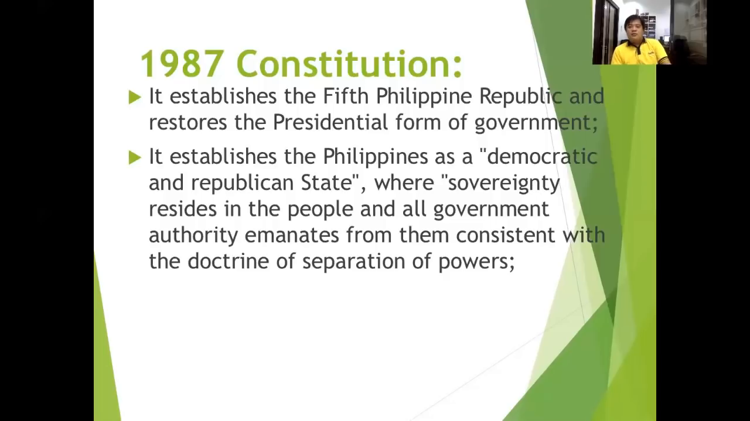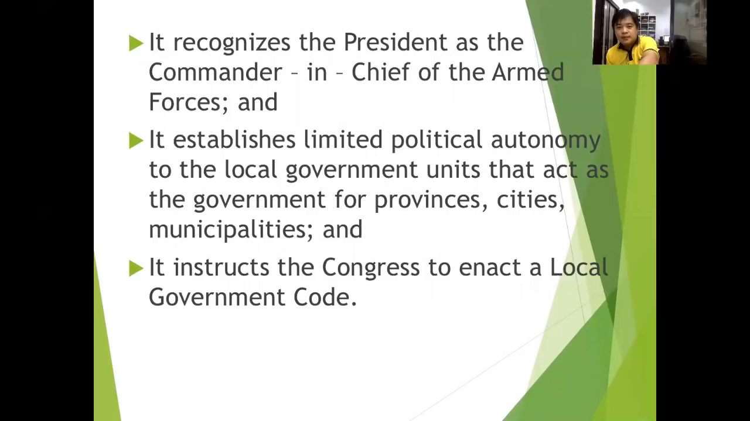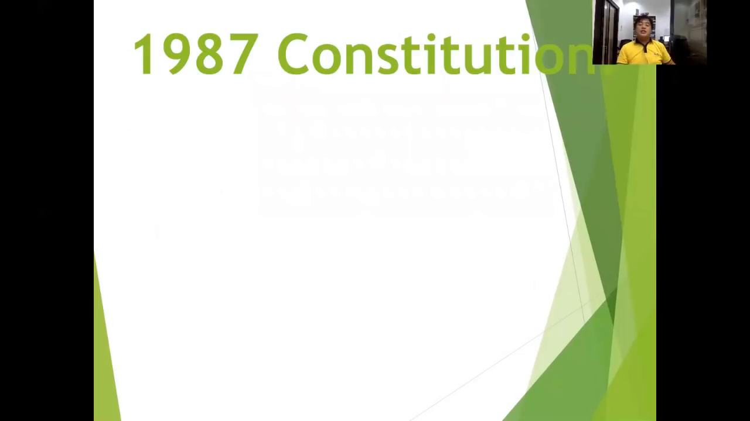When can we say that a government is presidential form? Kung president ba ang head? To tell you no. The determining factor is if there are three great branches, I'm talking about the executive, legislative, judiciary, that are separate and equal footing with each other, then that is an indication of presidential form of government. There are several features of the 1987 Constitution, and we cannot discuss them one by one. So let's go now to the discussion of the 1987 Constitution.